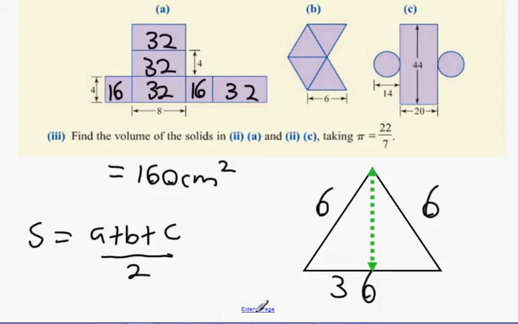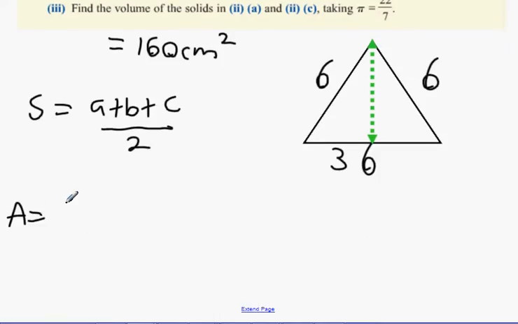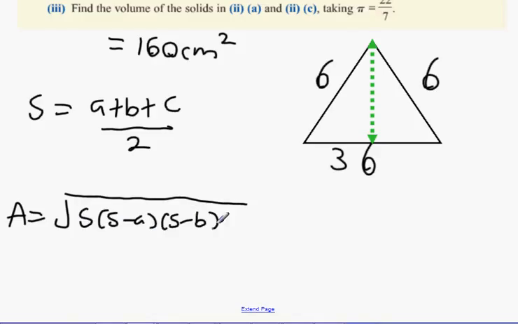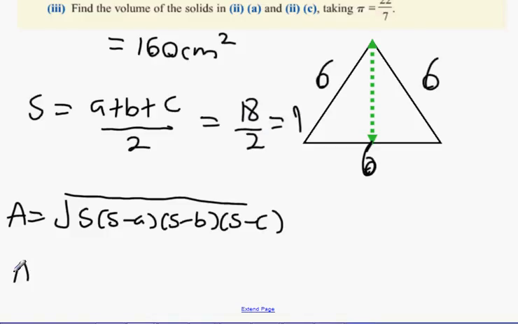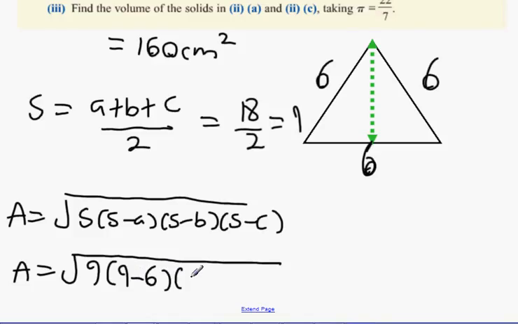Okay. And then the area equals the square root of S times S minus A, S minus B, S minus C. So look, we'll do it with that method. It's easy, okay? Now, in this question here, what's A, B and C? They're all 6. So S is 18/2, which is going to be 9. Now that we know that S is 9, what we're going to do here is this. 9 bracket 9 minus 6, 9 minus 6, 9 minus 6.